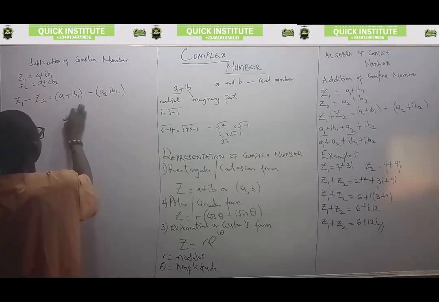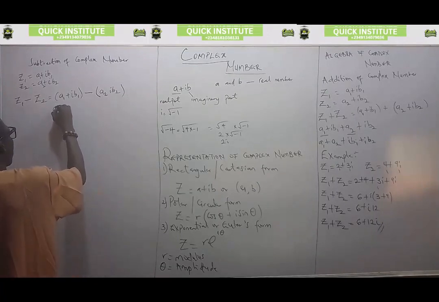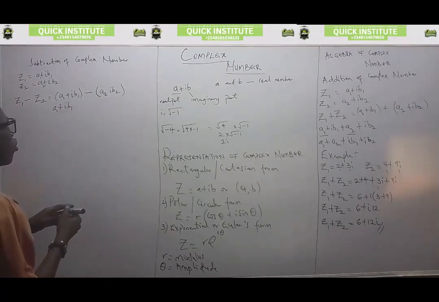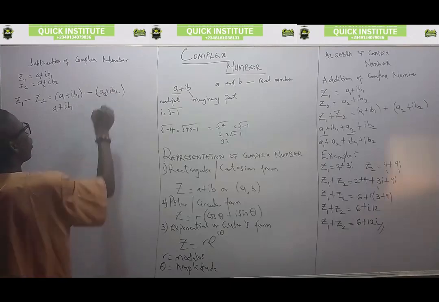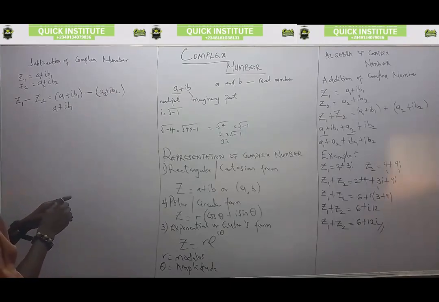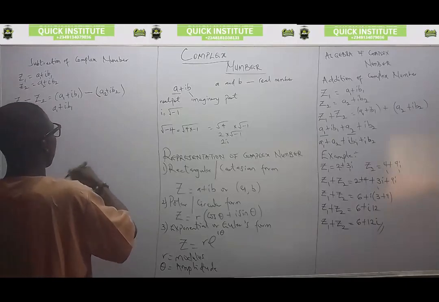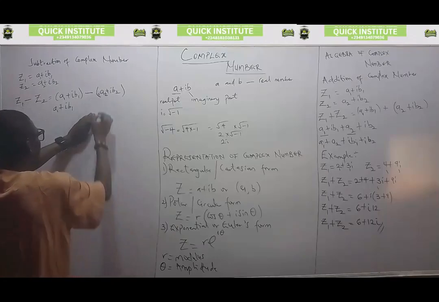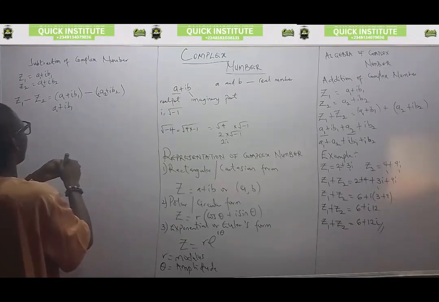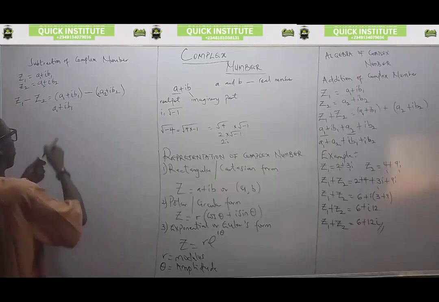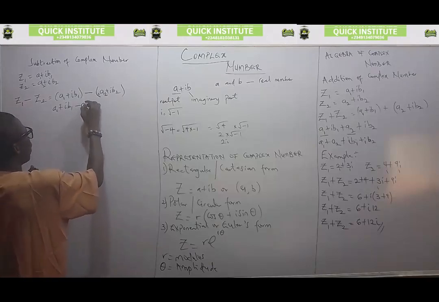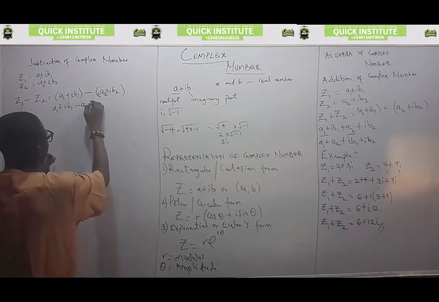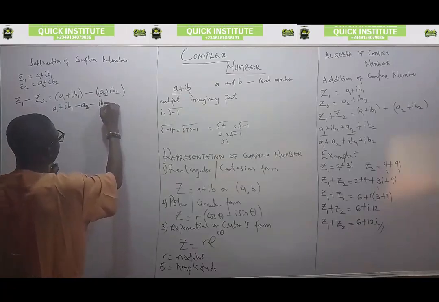So here, there's nothing to worry about. It is a1 plus ib1. And this minus affects the ones in the bracket. So now minus stands, there is a plus sign here, but it's invisible. So minus times plus is minus a2, and minus times plus is minus ib2.